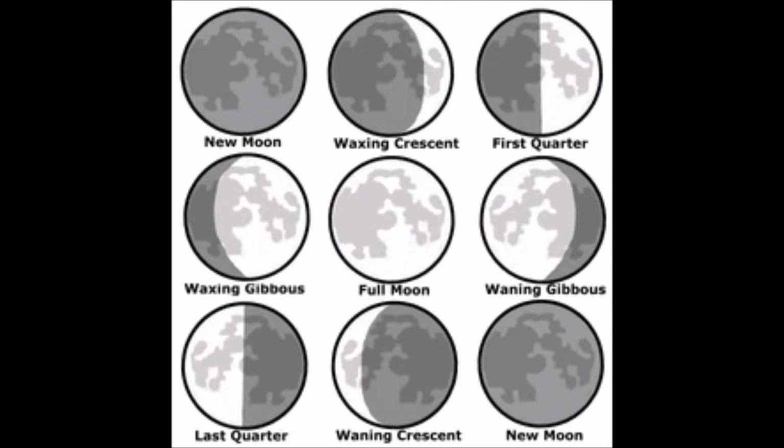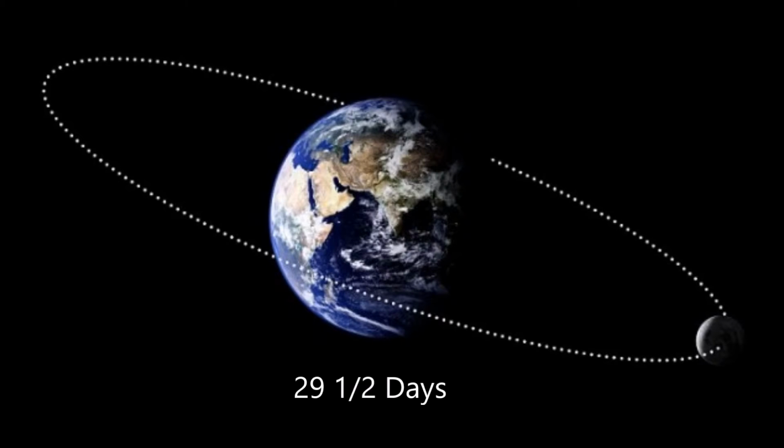The 8 phases is one circle around the Earth. When the moon has gone through the 8 phases, this is called a lunar month. And it takes 29.5 days for the moon to orbit around the Earth once.